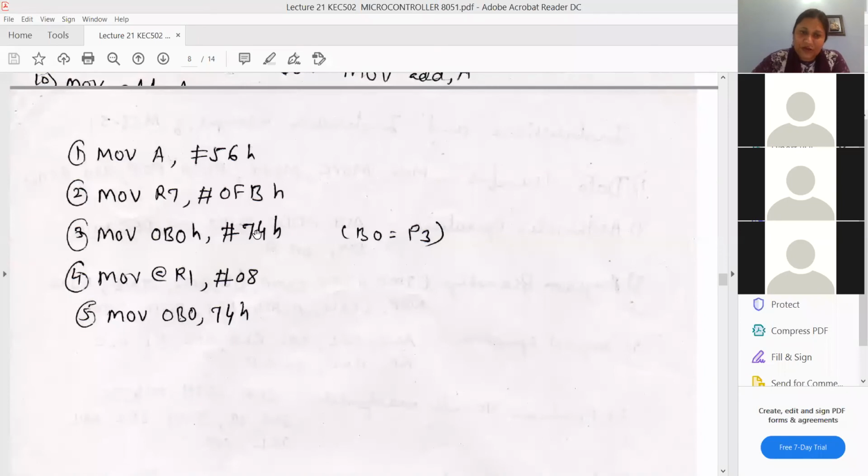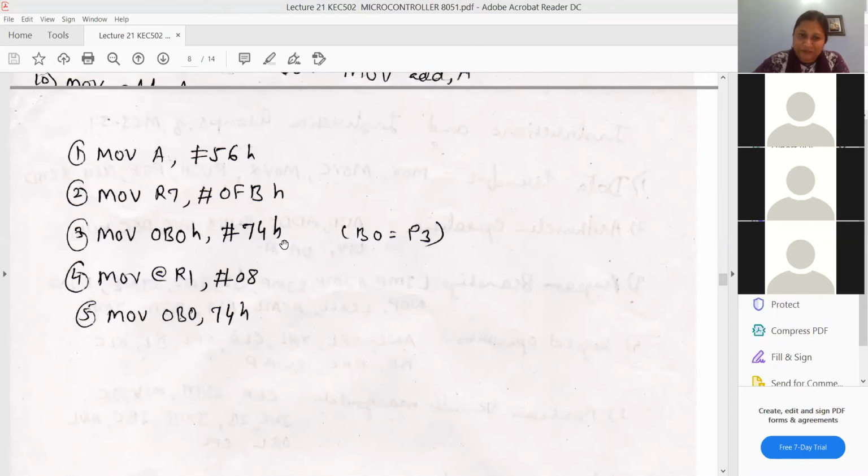I will explain you. This immediate data will go into the address B0. B0 is the address in the RAM location. But this address corresponds to P3 also, port 3 also. So either you can write move P3 comma hash 74, or you can write move 0B0 hex comma hash 74. So you don't have to remember the addresses of ports or addresses of any special function register.